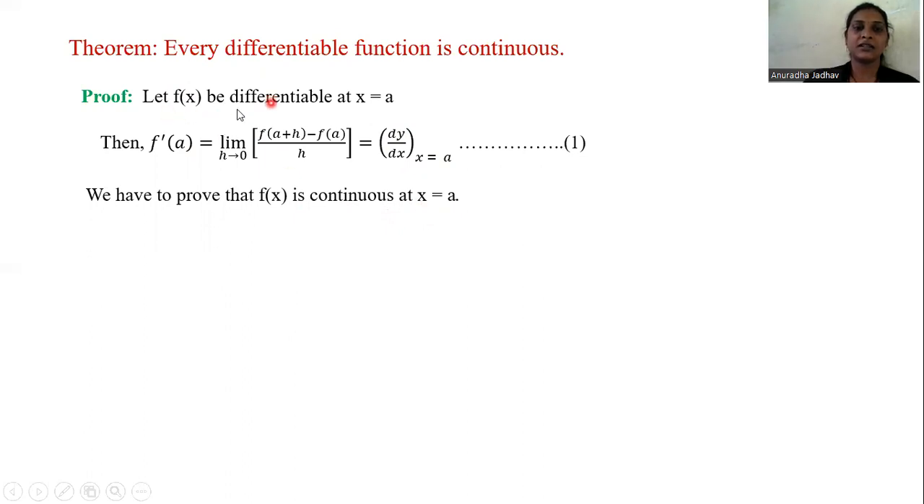Here, firstly, we consider that the function f of x is differentiable. Then we have to prove that f of x is continuous at x is equal to a. That is, to prove that limit as x tends to a, f of x is equal to f of a. If this condition is satisfied, then we say that the given function is continuous. Therefore, firstly, we prove this.